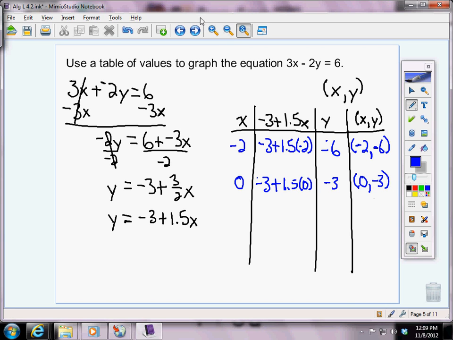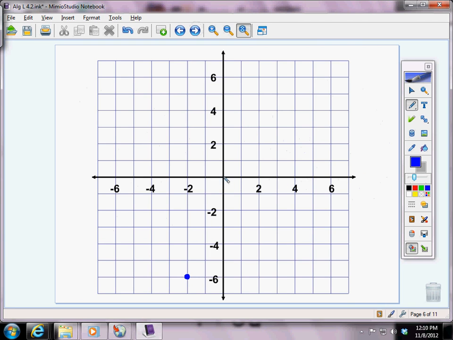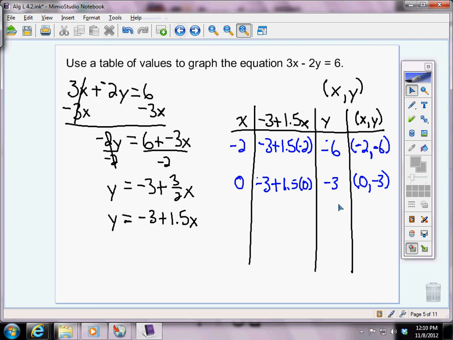So let's plot the point. 0 means I don't move left or right at all. Negative 3 means I go down 3. Now, with these 2 points, I am able to draw a line. Extend the line out, put arrows on both sides, because this line represents all solutions. The reason I have you do another point is because we need a test point. We need to see if we did it right and didn't make a mistake with these 2. If we did it right, then our third point should lie somewhere on that line.